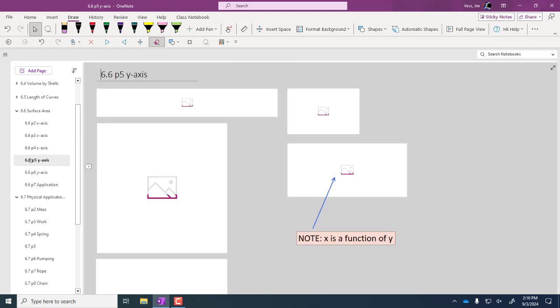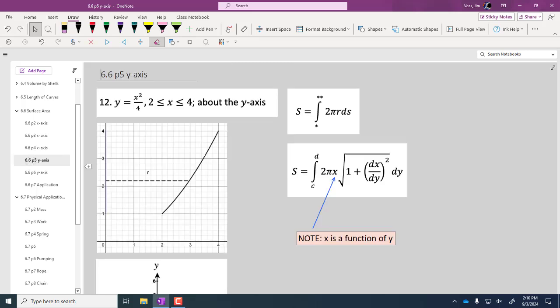Let's try another one. So here we have one that's going to rotate the other direction. It's going to rotate around the y-axis instead of around the x-axis. So that means that we have to write everything as x values instead of as y values. We need to be thinking of the function or the curve represented in a way that it's measuring horizontally instead of measuring vertically. When you isolate y, it's measuring vertically. When you isolate x, it's measuring horizontally.